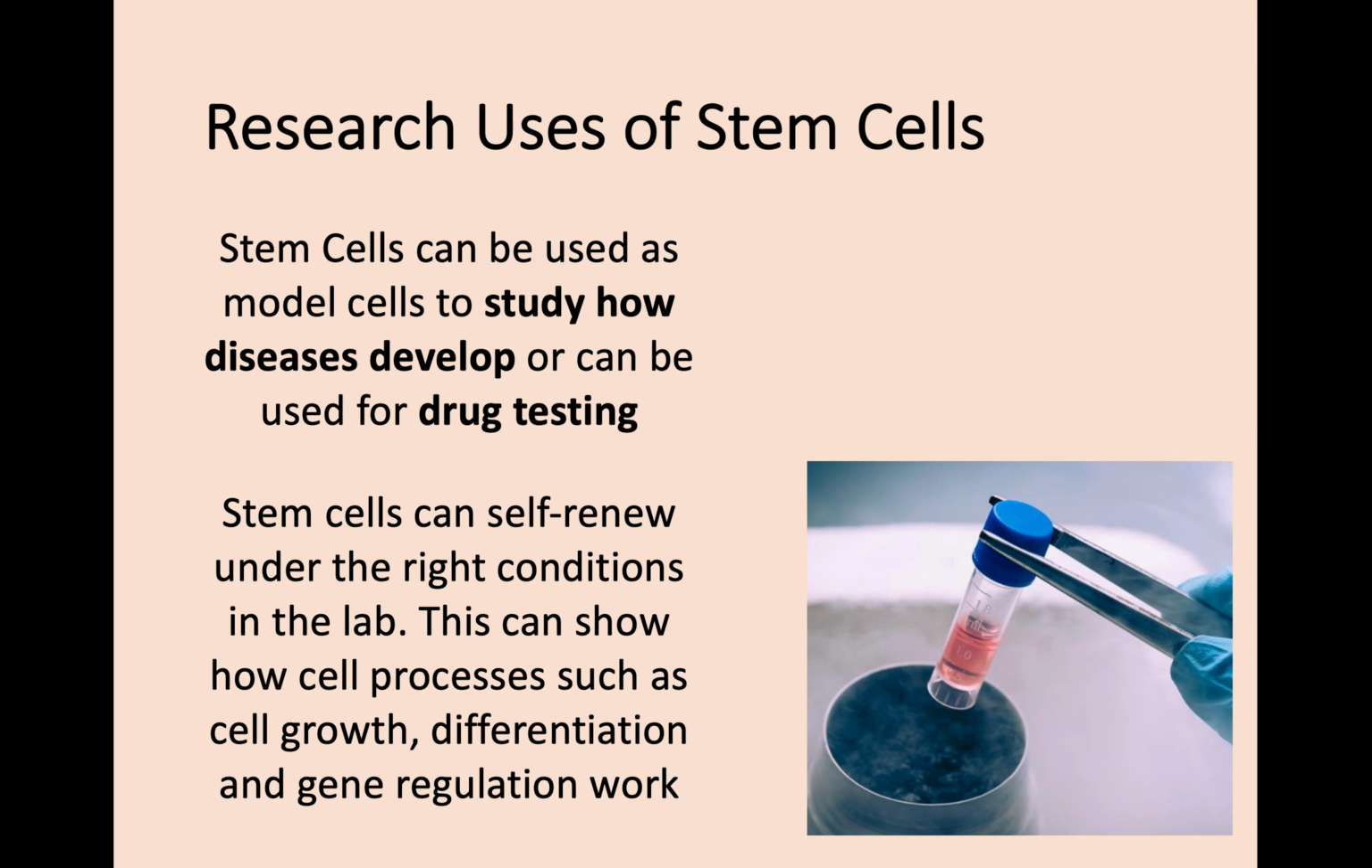Another use of stem cells, though, is research. We can use stem cells as model cells, in order to study how diseases can develop, or we can use them for example in drug testing. The good thing about stem cells is they can self-renew under the right conditions in the lab. So we can also look at how some cell processes, such as growth, differentiation, and gene regulation work as well. So stem cells are incredibly useful in both therapeutic uses, with healing or correcting things, but also research to see how things develop.